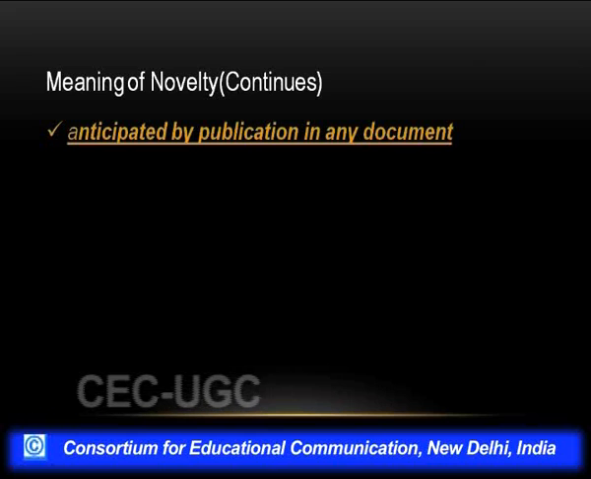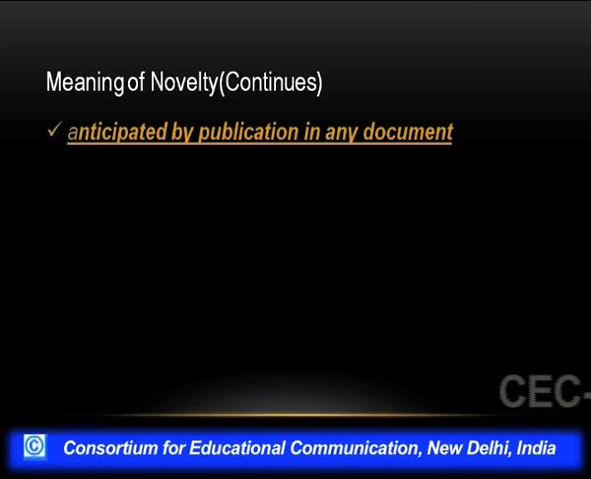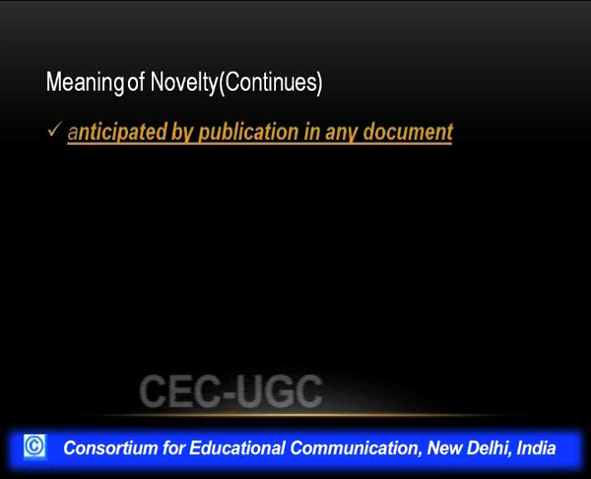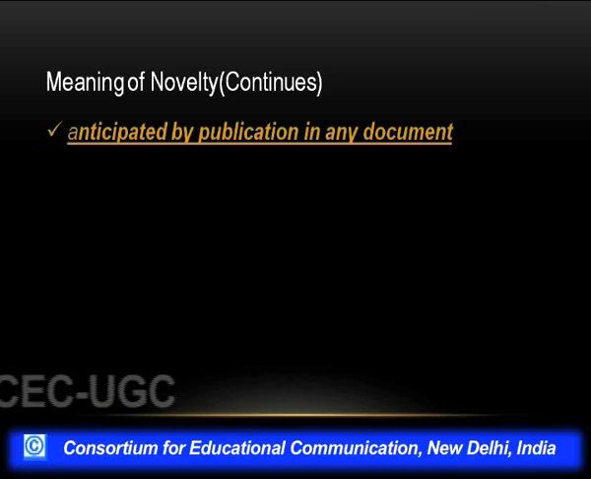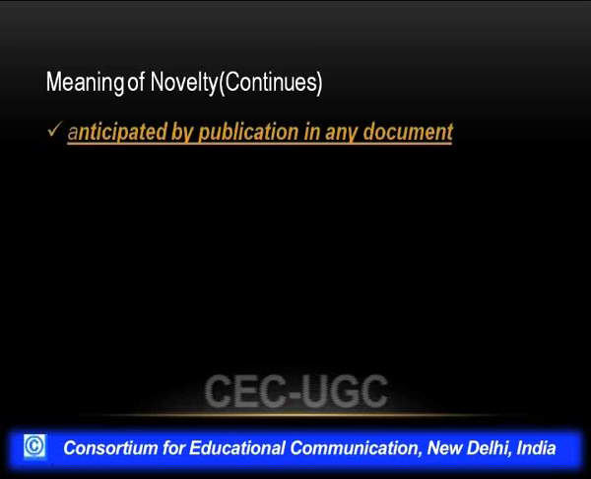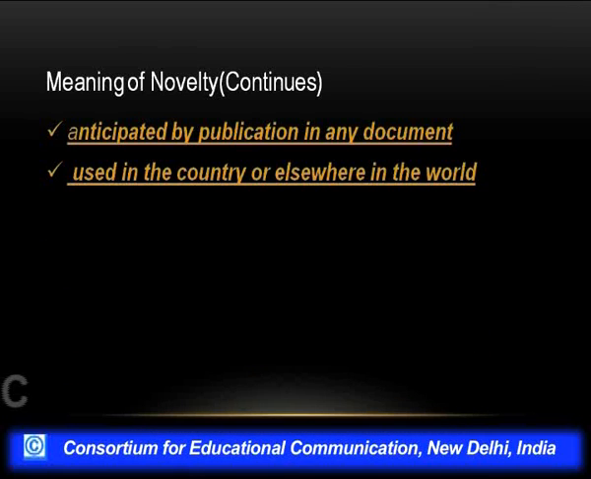If something has been anticipated by publication in any document, it would not tantamount to be called a novel work, as it has already been anticipated. We will see what would constitute the publication, when the work would be called published, or say what is the meaning of the word anticipated by publication in any document here. Another element that can be taken out from the definition provided under section 2.1L is as follows, that it should not be used in the country or elsewhere in the world.